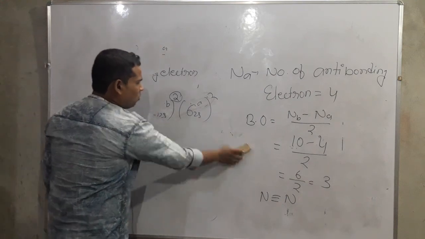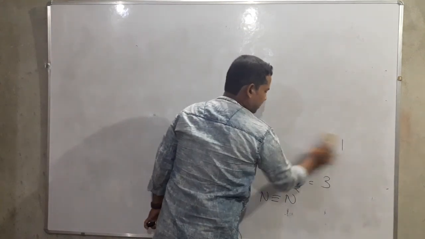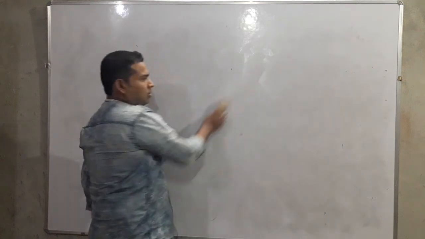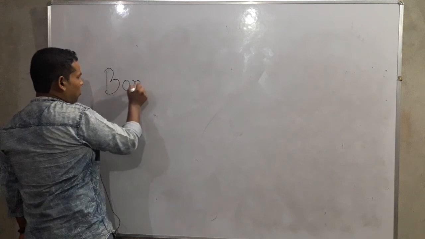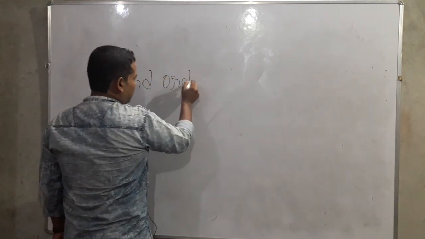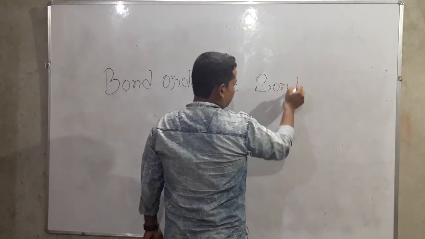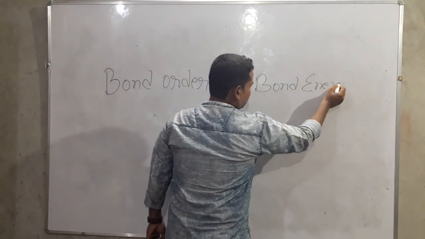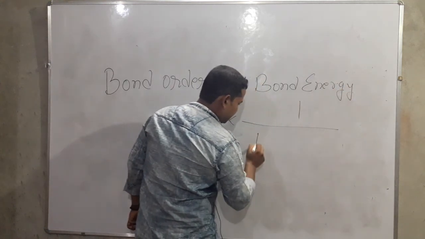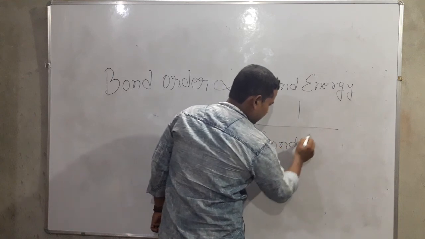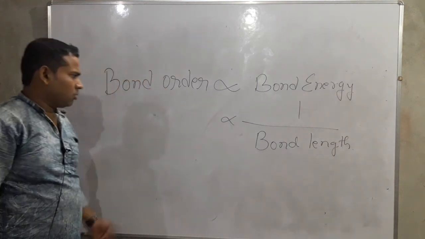bond order for homo. Another thing, bond order is related with bond energy and bond length. Bond order is directly proportional to the bond energy. Clear? And inversely proportional to the bond length. Clear people? Inversely proportional to the bond length.